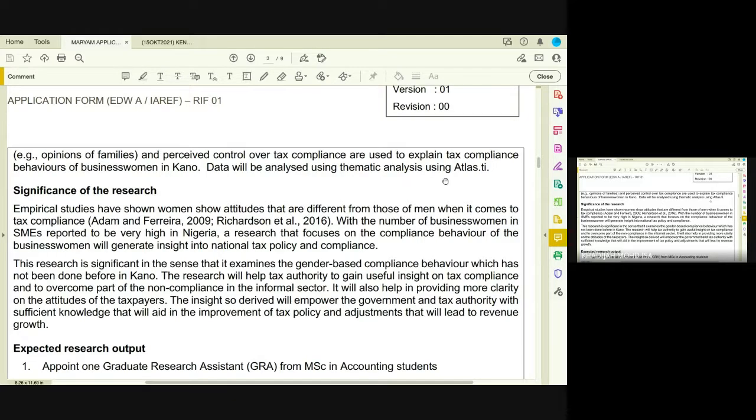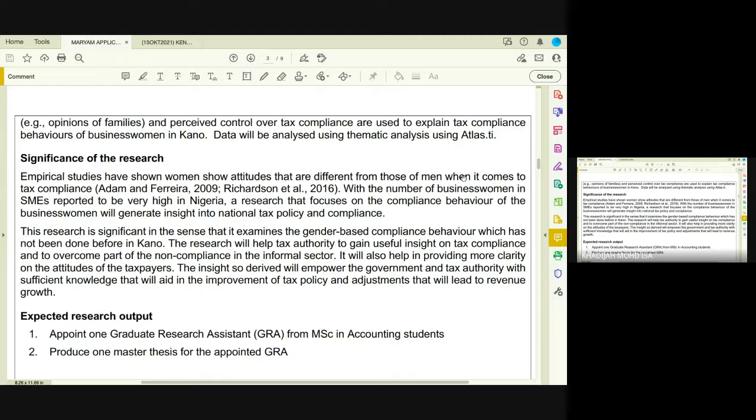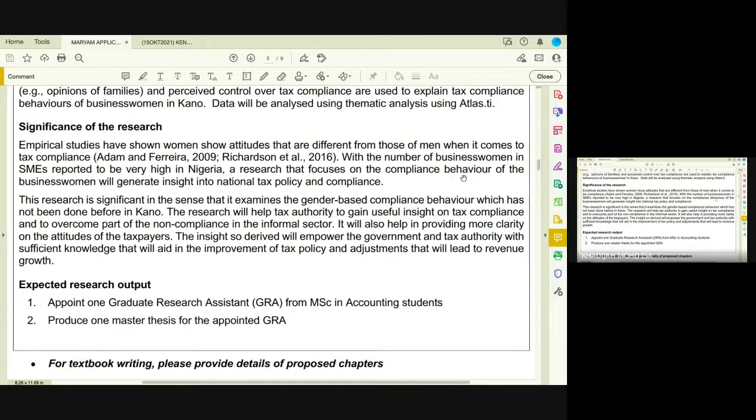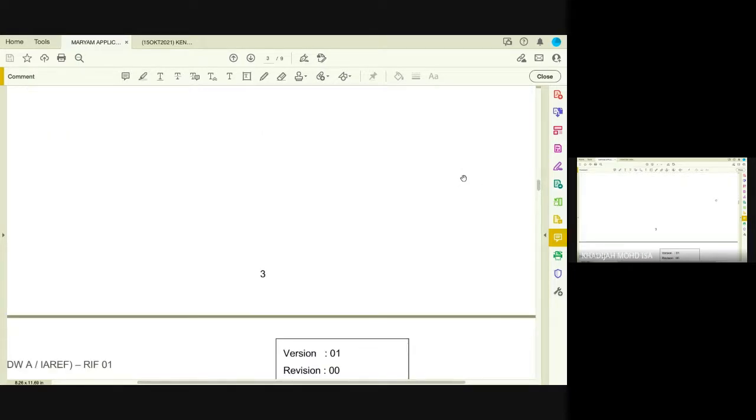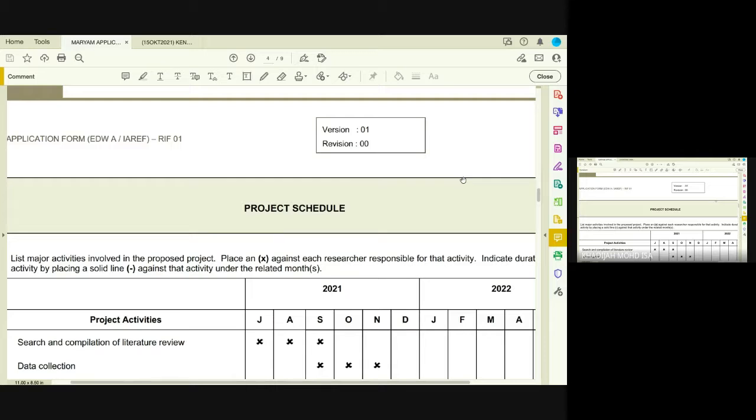Just now I mentioned Atlas TI. This actually helps you in analyzing qualitative information, for example from interviews and focus groups. All these transcripts have to be transcribed and then analyzed. Significance of research, that's why I say that when you do your research, you must show the significance of research. If it's not significant, why do you do the research, right? Then we also have what we call the project schedule.